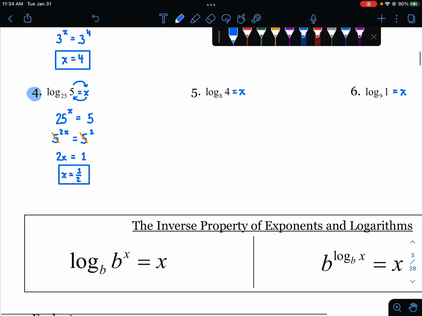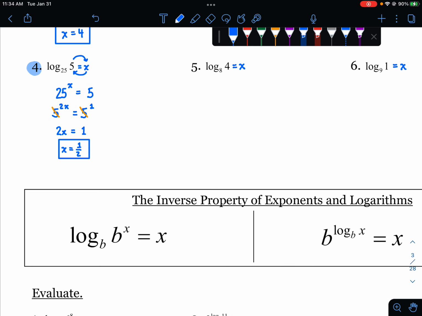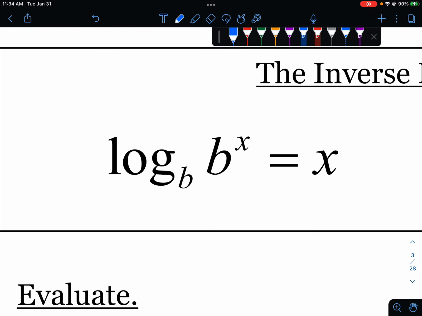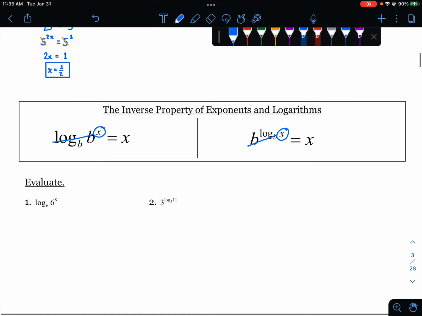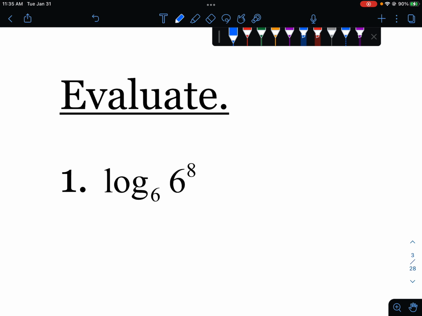Now, the last thing we're going to talk about, and this is going to be used in some of our more advanced solving, is when you have a log of a base to some power, this log cancels out this base, and you just end up with the x. Same thing over here. This base cancels out this log, and you end up with just x. So on these problems here, log base 6 of 6 to the 8th, that log base 6 cancels out the 6, and we just end up with 8.